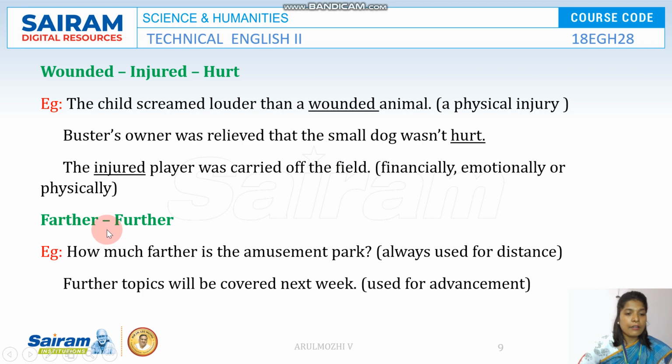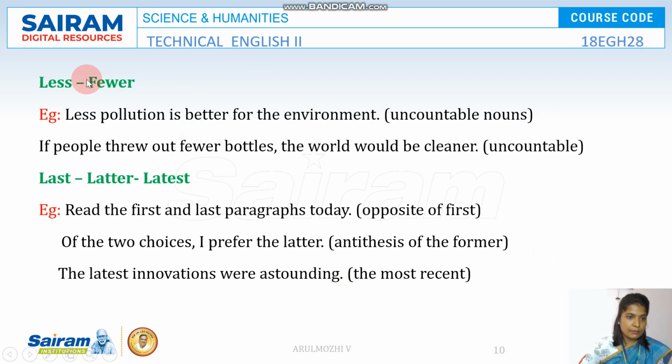Next, farther and further. Farther is used for distance. Further is used in advance. Take for example, how much further is the amusement park? Here we refer to distance. Further topics will be covered next week. It is regarding advancement. Okay, less and fewer. Less is used for uncountable nouns, fewer is used for countable nouns.